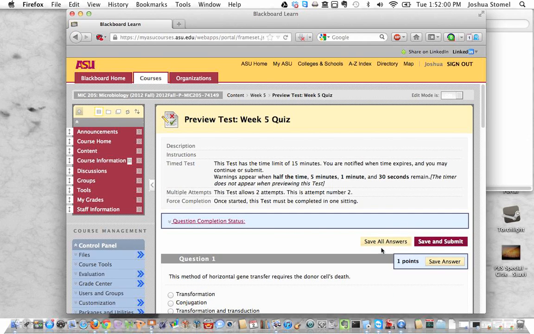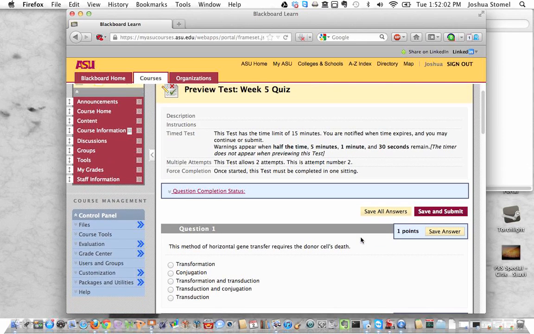So the first question is, this method of horizontal gene transfer requires the donor cell's death. And we talked about this last Monday. There are three types of horizontal gene transfer. Transformation is the first, and that one requires the genomic material to be floating around naked in solution. So in order for that to happen, the cell has to die and kind of spill out all of its genomic material all over the place.